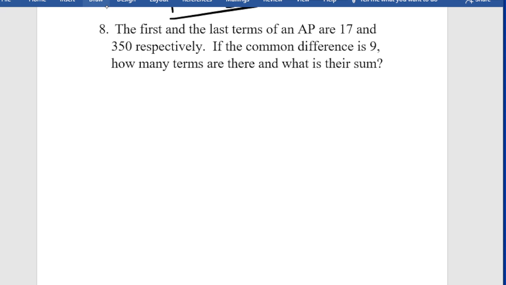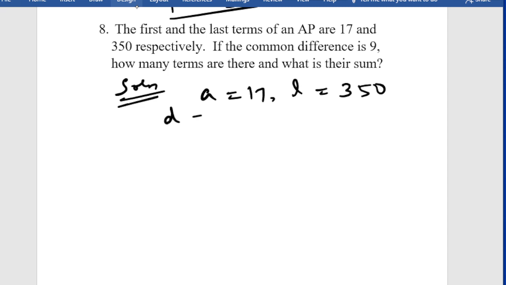So what is given? The first term and the last term. Okay. So which is the first term? 17 and the last term is 350. D, difference is given 9. Okay. So we have to find how many terms are there. What is n and what is their sum, Sn. Okay. Now here 350 is the last term.